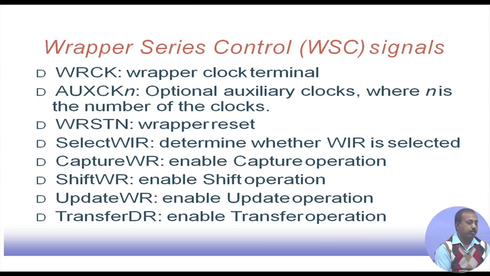Then select WIR determines whether the WIR is selected or not. So, it tells whether an instruction is for the data part or for the control part. If this is selected, then the data coming through the TDI line will go to the WIR instead of going to the WBRs. Then capture WR enables the capture operation, shift WR enables the shift operation, and update WR enables the update operation. The boundary scan cell structure and this wrapper scan cell structure are similar. So, all the modes that you have in boundary scan cells, we will have here as well. All these 5 operations are possible.